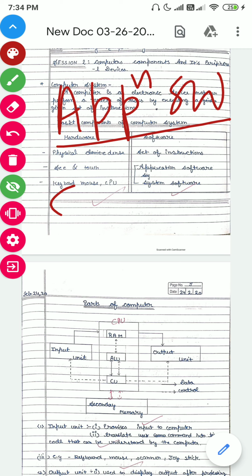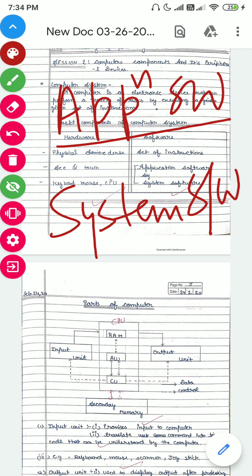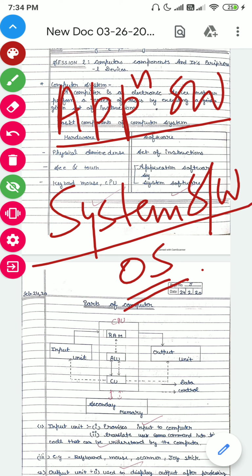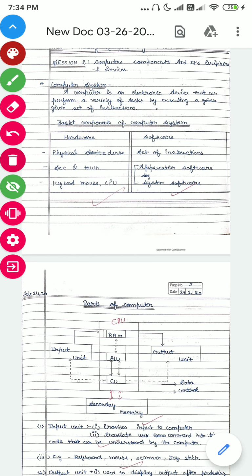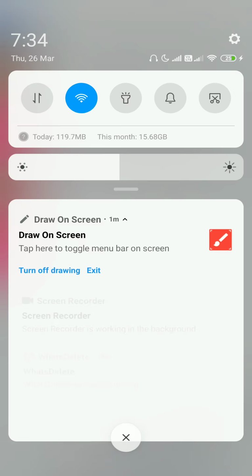For example, in system software we have the operating system. An example of application software is Mozilla Firefox, VLC, MX Player. All those applications that you use for your convenience come under application software, and all the software that the system uses comes under system software. Clear?